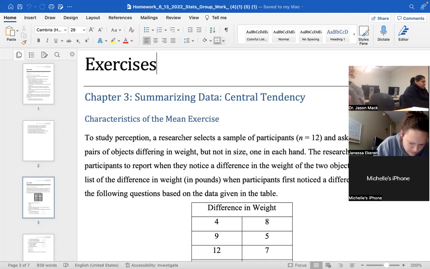Sorry, just like three row stats. No. Yeah, that's better. What letter do you need?